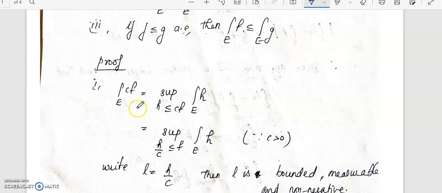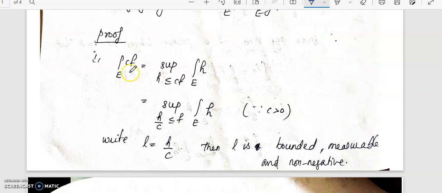So the first result is, we need to show that the integral over E of cf is equal to c times the integral over E of f. So by definition, the integral over E of cf will be the supremum over all h less than or equal to the given function. The given function is cf, integral over E h വരും. ഇനി since c is greater than 0 and h is less than or equal to cf, you can divide throughout by c, രണ്ട് സൈഡിലും c വെച്ച് ഡിവൈഡ് ചെയ്യുമ്പോൾ so we'll get h by c less than or equal to f. അപ്പോൾ supremum over h by c less than or equal to f of the integral over E of h.